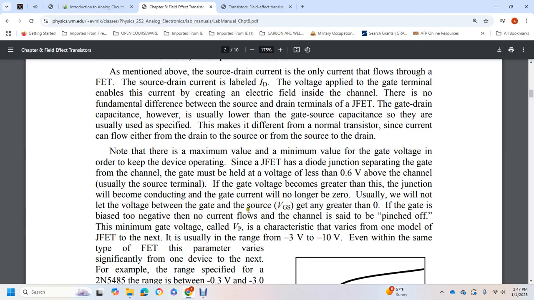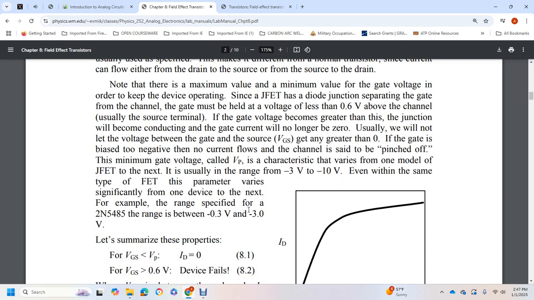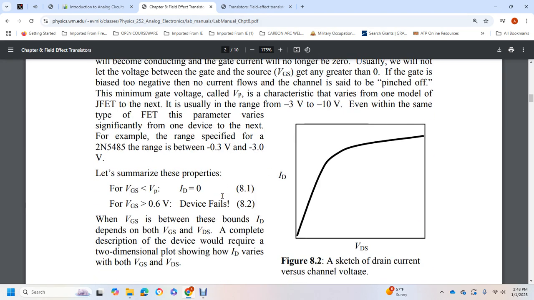The minimum gate voltage, the pinch-off voltage, is a characteristic that varies with each model of junction field effect transistor. It usually ranges from -3 to -10 volts, and even with the same type of field effect transistor, parameters vary significantly from one device to the next. Let's summarize the properties. For voltage gate-source less than the pinch-off voltage, I drain is equal to 0. If voltage gate-source is greater than 0.6, the device fails.